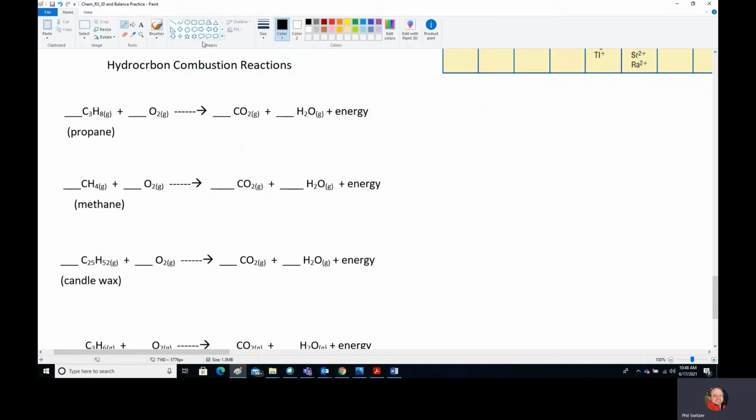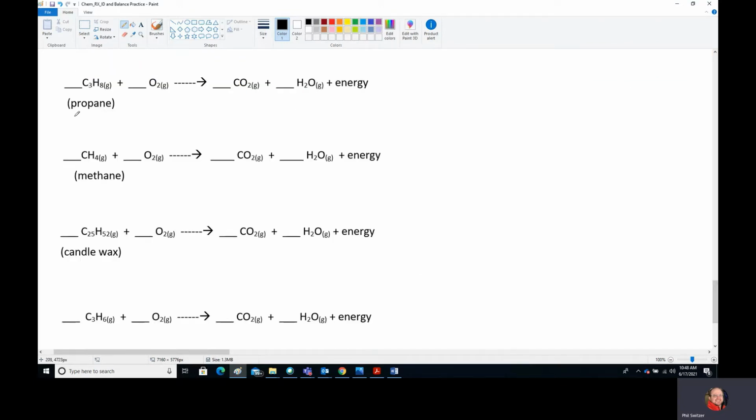All right, let's look at how to balance these hydrocarbon combustion reactions. Again, take a look, and you can easily see the three of them here. I'll just scroll down so you can see the fourth one. You'll see there's a definite pattern with hydrocarbon combustion reactions.